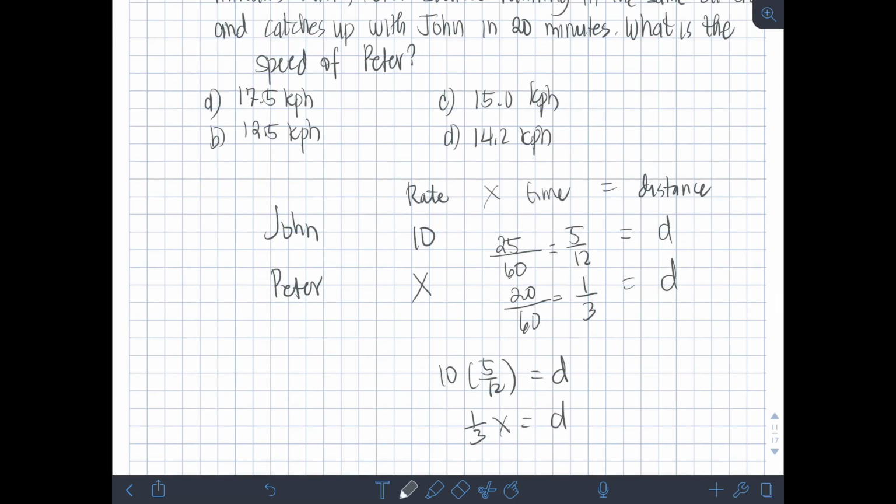So we can solve for x here. Let's just equate the two. 10 times 5 over 12 is equal to 1/3 x. So, therefore, x is equal to, cross-multiplying this 3, 3 times 10 times 5 over 12, right? So we have 12.5 kph. So the answer is letter B.